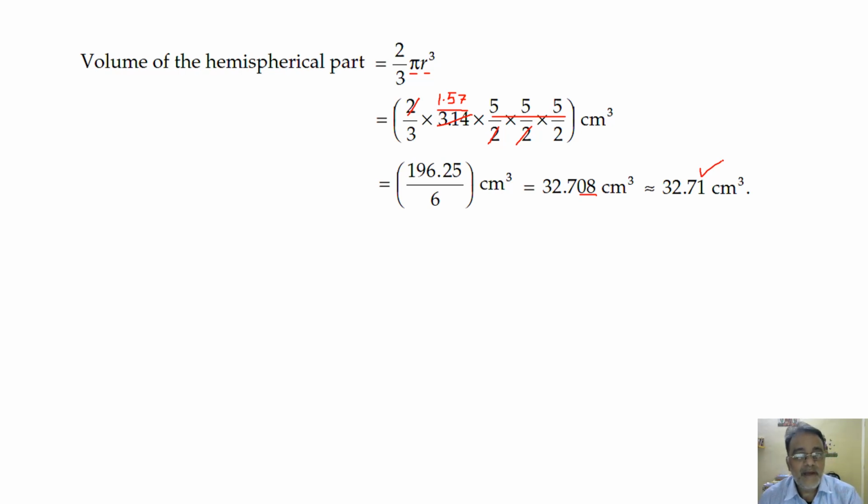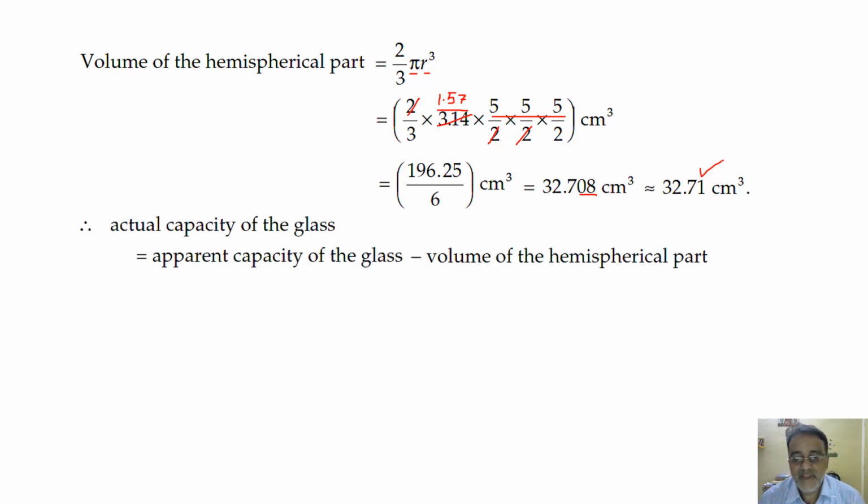Now actual volume, actual capacity of the glass, is the apparent capacity of the glass, volume of cylinder, minus volume of hemisphere. So 196.25 minus 32.71. If you subtract, you will get 163.54. So this is the final answer.